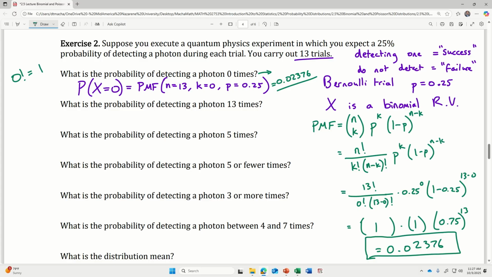It's also kind of the answer to the question, what's the probability of detecting a photon 13 times? Because I'm talking about getting a specific outcome for my binomial random variable, and if I want a specific outcome, I use the probability mass function. So I use the same formula. Again, copy that down onto your page of notes that you take in for your test, because you're going to end up using it on the test. I want the probability that I get exactly 13, so I look to the binomial PMF where n is 13, k is 13, and the probability p is 0.25.